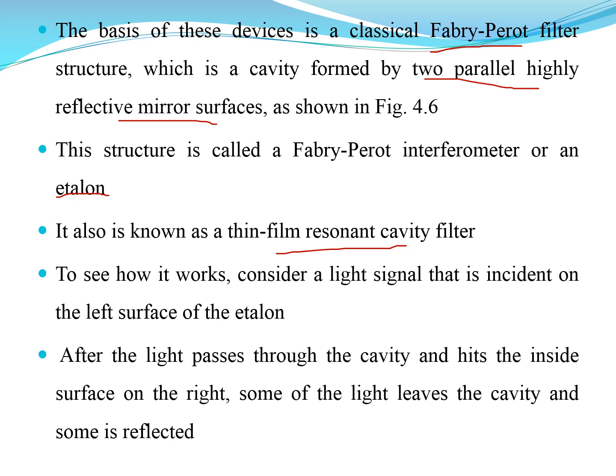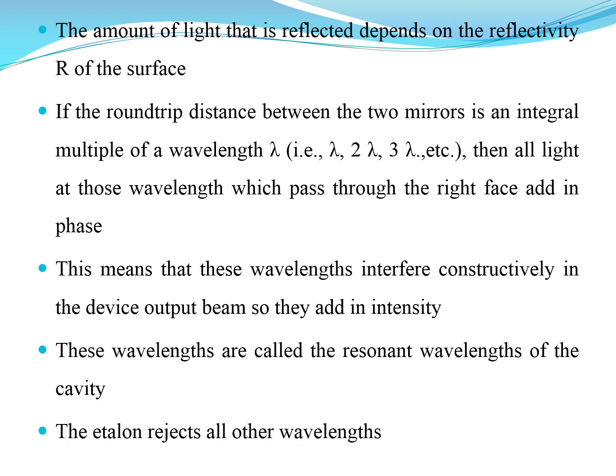So consider light that is incident on the left surface of the etalon. Whenever the light passes through this cavity, it hits the inner surface on the right. Some of the light leaves the cavity and some part of the light gets reflected in the etalon. The amount of light that is reflected depends on the reflectivity of the surface, and it is given by R.